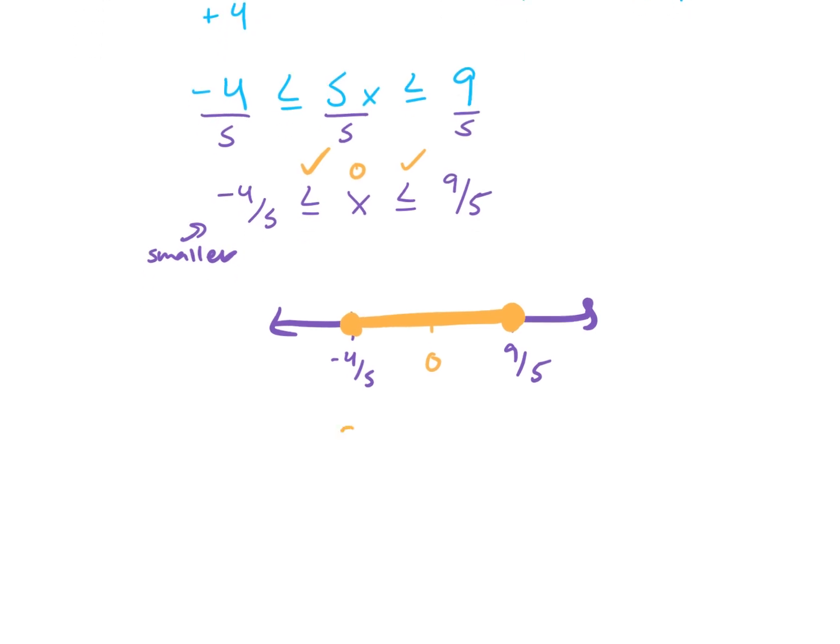Lastly, we're going to do our interval notation. Because they're both closed circles, we're going to put our brackets, and our highlighted part of our graph goes from negative 4 over 5 to 9 over 5. So we have our interval notation, our number line, and our inequality.